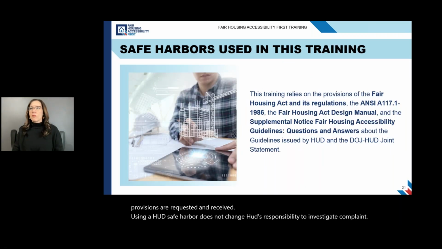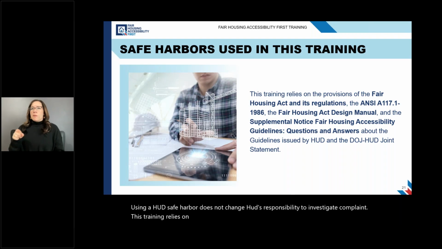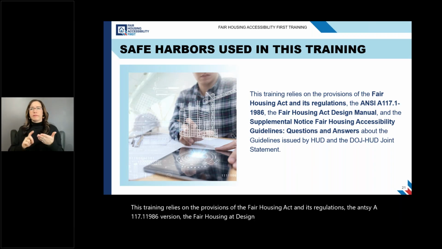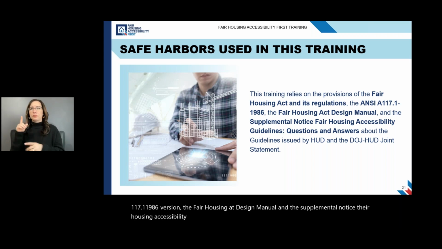This training relies on the provisions of the Fair Housing Act and its regulations, the ANSI A117.1 1986 version, the Fair Housing Act Design Manual, and the Supplemental Notice Fair Housing Accessibility Guidelines, questions and answers about the guidelines, which was issued by HUD.